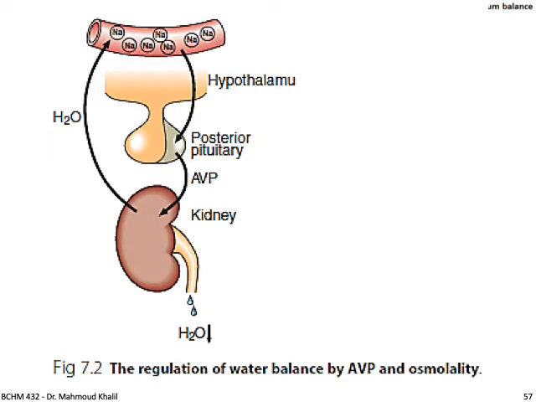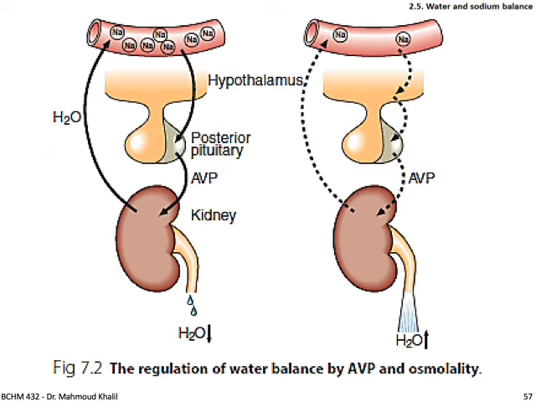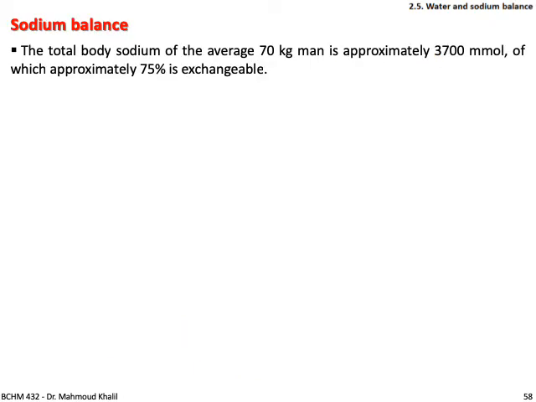This figure will summarize the last slide. You'll see that when the hypothalamus senses a change in osmolality of the ECF, it will stimulate the posterior pituitary to secrete AVP, which will stimulate the kidney to retain water. While in case the osmolality is okay, the AVP is shut down, and the volume of water excreted is increased.